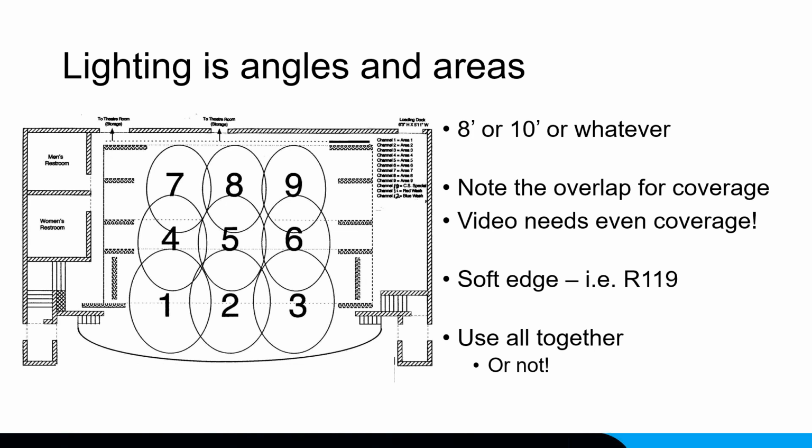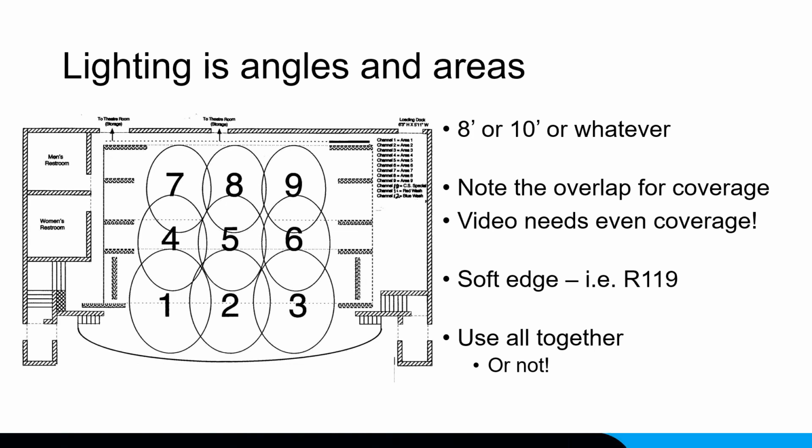Generally, you don't use hard edge lights. You take lights which can have a soft edge. R119 is a very standard diffusion filter that takes the hard edge of a spotlight and softens it so that they overlap, they blend. And once again, once you've done this and you have individual control of all these areas, you can turn them all on at once for a big bright Sunday morning service, or you can turn everything off and bring up just area 5 if you want to highlight a soloist, if you want something more dramatic.